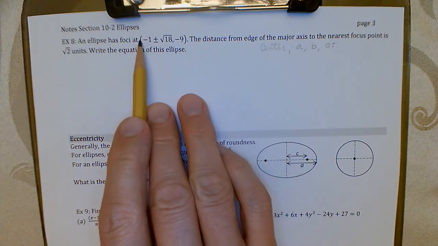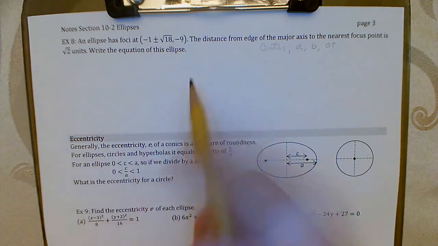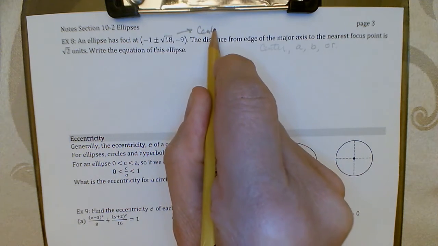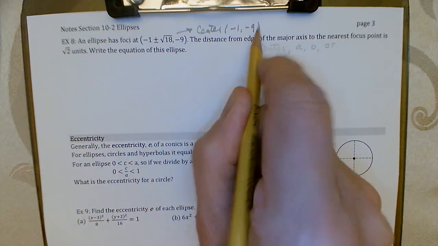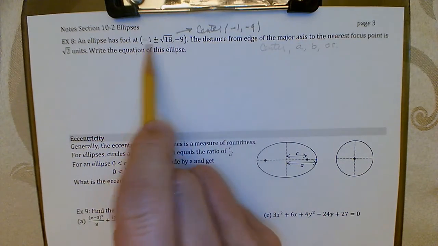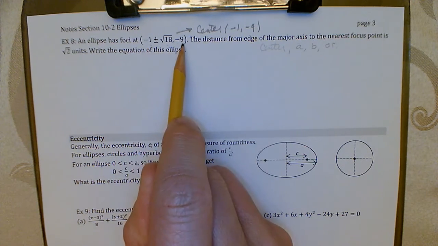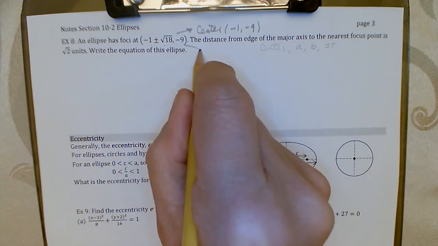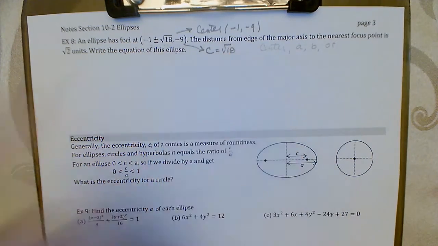So if we think about how they wrote this out, they gave us a lot of information here. We can tell the center from this stuff here. The center is located at -1, comma -9, because they've added C to the x or y coordinate, in this case the x coordinate, or h. So we know this is h and we know this is k. That also tells us that C equals the square root of 18.